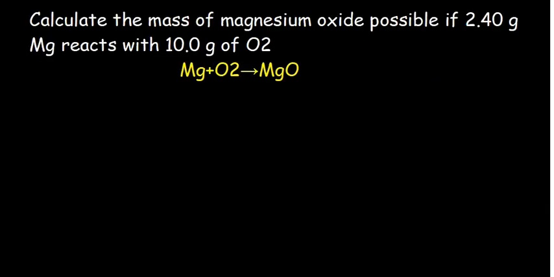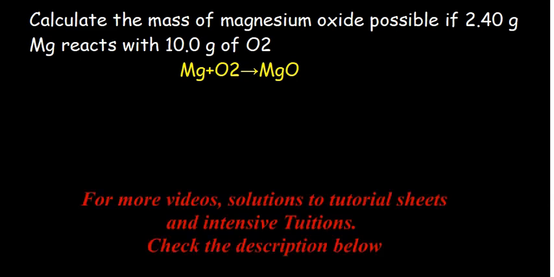Now I want you to look at this question and try to attempt it. Calculate the mass of magnesium oxide possible if 2.40 grams of magnesium reacts with 10 grams of oxygen. So it's very important, each time you have a reaction, make sure you balance the equation.